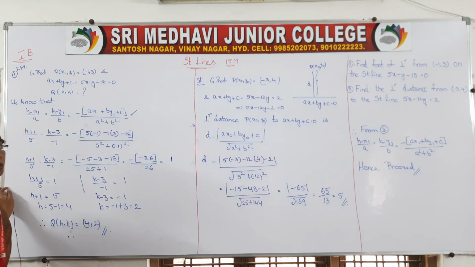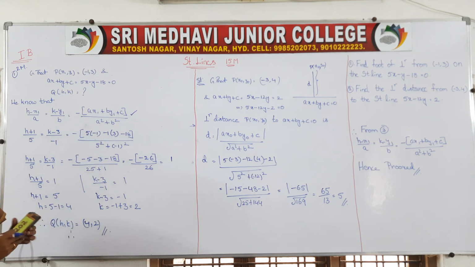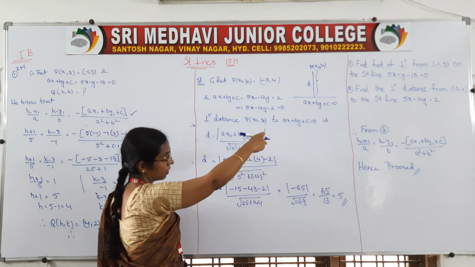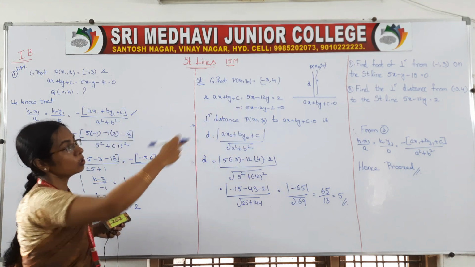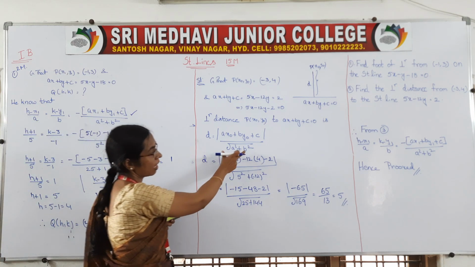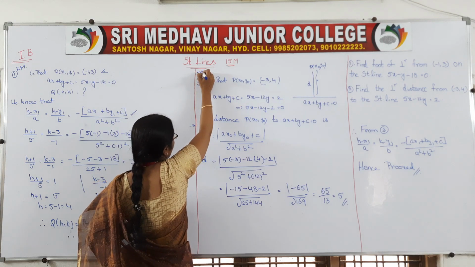So, in this class we proved one theorem and two marks questions. In this first question we applied the previous theorem formula, and here we applied the length of the perpendicular, the distance from that point to that line. If we want to find the perpendicular distance, we have to apply this formula. This is also for 2 marks.